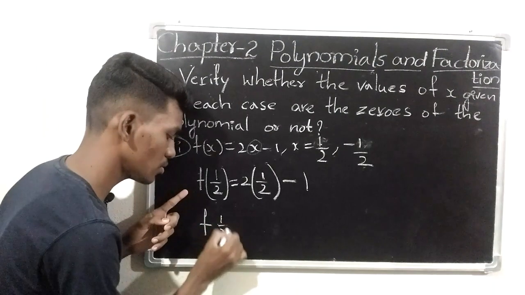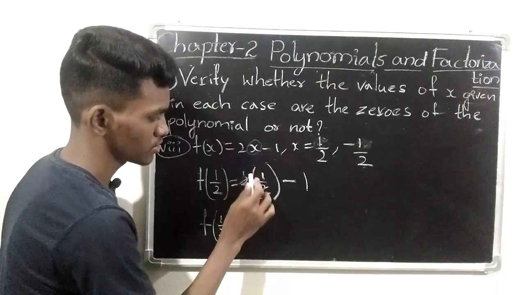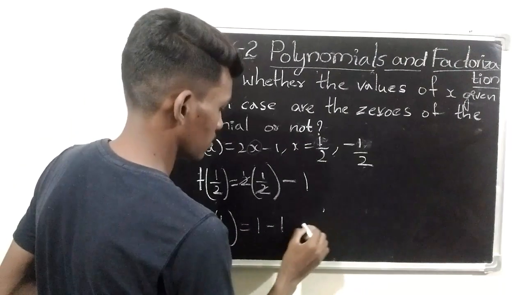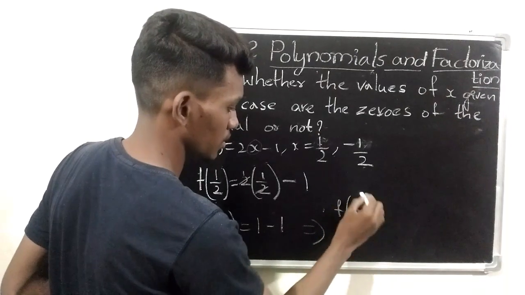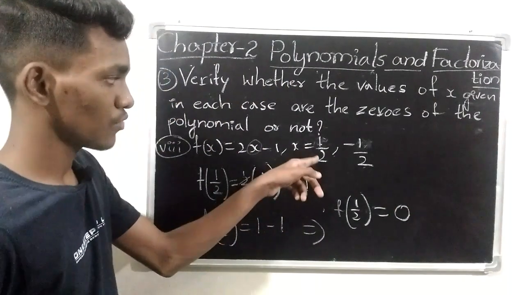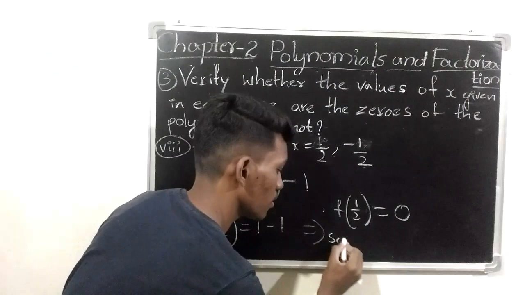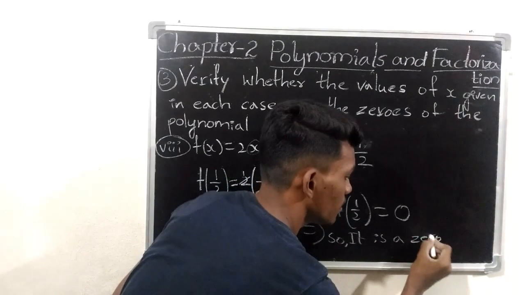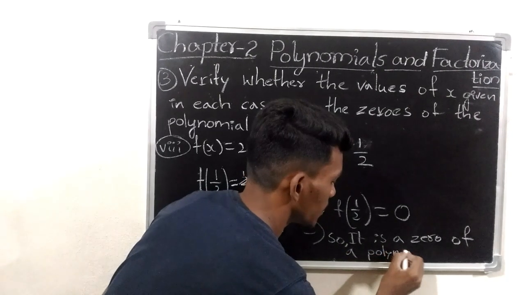So f(1/2) = 2 × 1/2, the 2 and 2 cancel. The remaining is 1 - 1. So I am writing here f(1/2) = 1 - 1 = 0. When we substitute x = 1/2 in the polynomial, we got the value 0. So it is a zero of the polynomial.